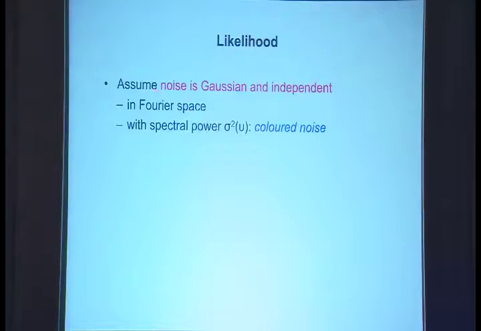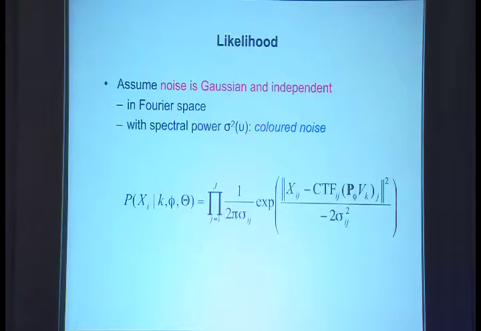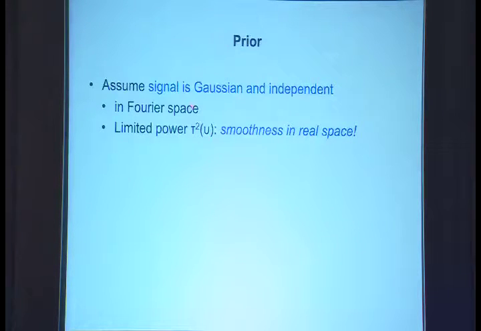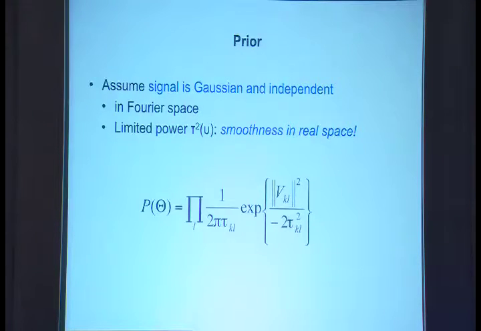So in the likelihood, we assume that the noise is Gaussian and independent, and then you have a spectral power over the whole range of resolution zones, which we call the colored noise. And the prior is, again, that the signal is Gaussian and independent, and the smoothness in real space. This is what I described as the model being made of, say, atoms which scatter the electrons in space differently. So that's the smoothness in real space. So then you get this formula.